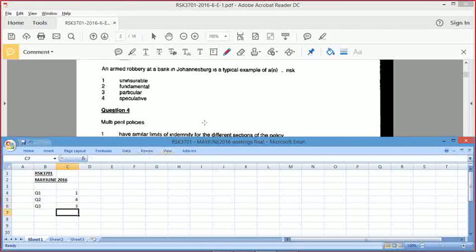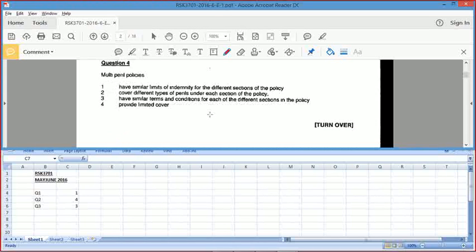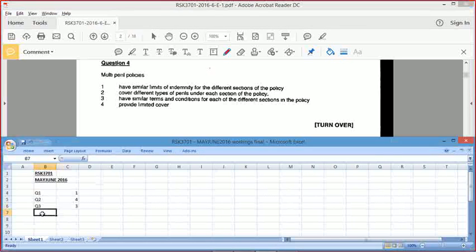Good. Multi-peril policies, they obviously cover lots of different risks. Multi-peril policies have similar limits of indemnity for the different sections of the policy. Similar limits of indemnity? No, not always. They could have different ones, different sum assured and so on. Cover different types of perils under each section of the policy. That's a possibility. Have similar terms and conditions for each of the different sections? No, they can have different terms and conditions. Provide limits to cover? No. Option 2. Also into that. Okay, great.